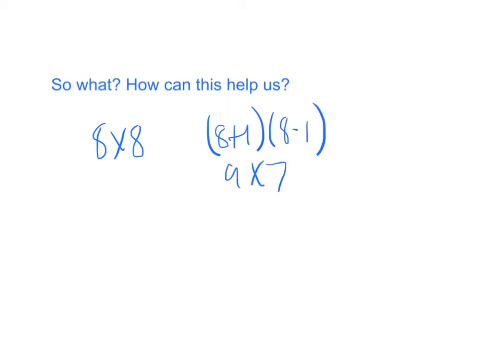Well, so how can this help us? Let's take a look at some problems and see what happens if we go from a square down 1 and up 1. Let's suppose that we went from 8 times 8, and we said, what about 8 plus 1 and 8 minus 1? So that would be 9 times 7. We're just 1 away from the square, and what is it? Well, it's 1 less, 64 and 63.